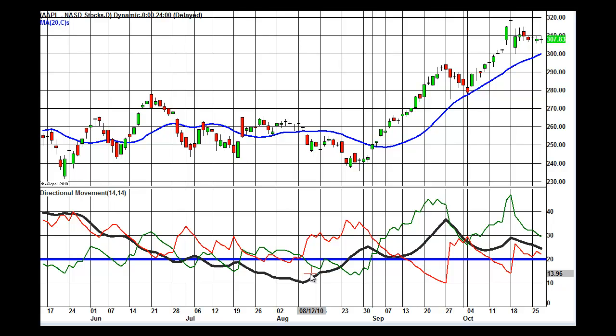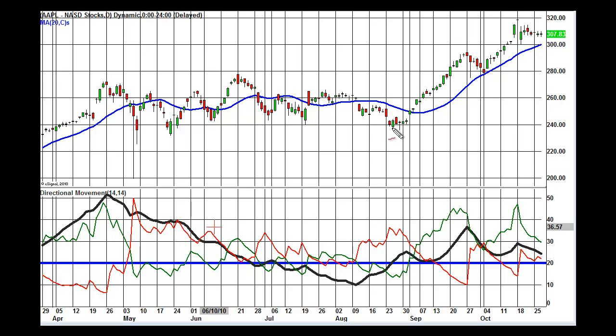Now let's look at some examples. So now let's look at a chart of Apple here. Here you see the ADX line starting to go down. So the trend is getting weaker. And you have all this choppy trading here. When the ADX starts going up and getting above 20 right here, you see a trend starting to develop. So this is the time you want to be in the stock.